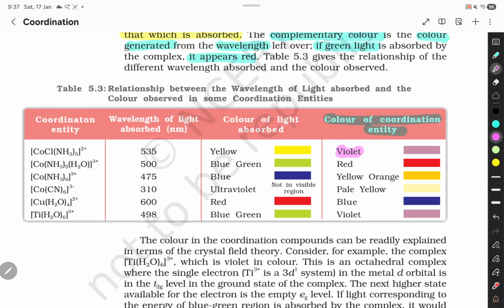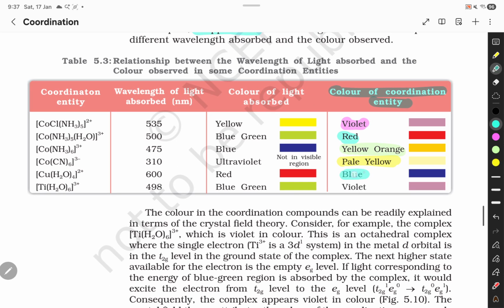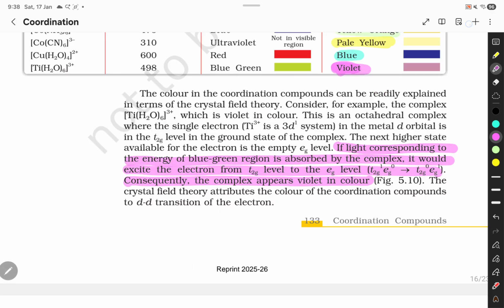So violet is [Co(Cl)(NH3)5]. Then if you replace that with H2O, you'll get red: [Co(NH3)5(H2O)], you will get red. And then you'll get yellow-orange if you put all as NH3, so [Co(NH3)6]3+. Pale yellow comes only when you put [Co(CN)6]. Then [Cu(H2O)4], everybody knows that it is blue in color, and [Ti(H2O)6], which has been asked in many PYQs, is a violet colored compound.